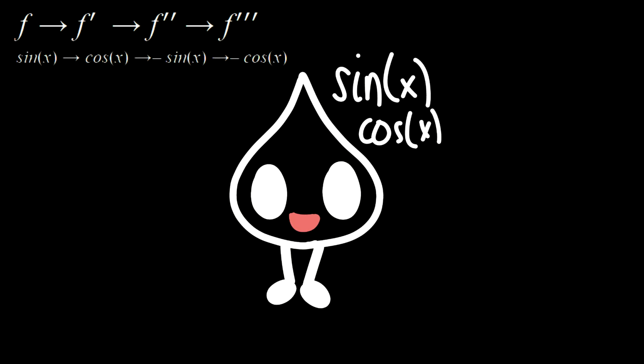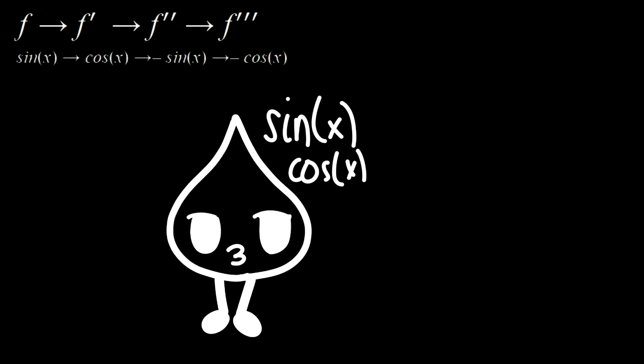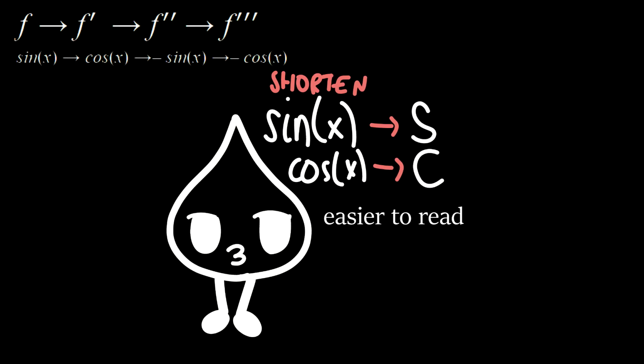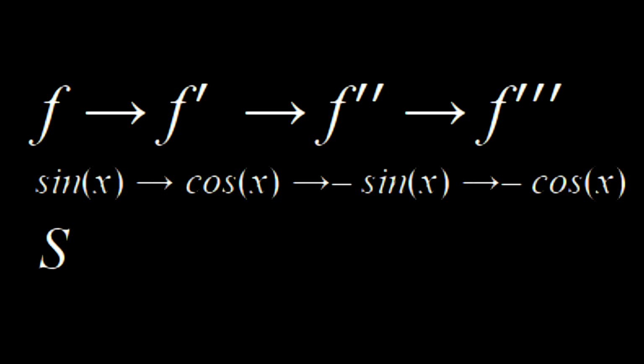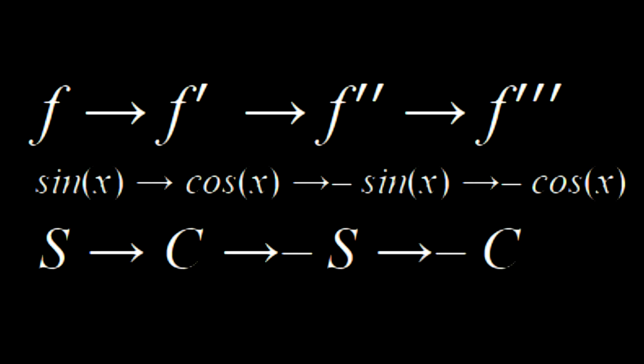Now, before we use these expressions, I always have the tendency to shorten sine and cosine, where sine of x is capital S and cosine x is capital C, so they're easier to read in equations, making f prime just C, f double prime just negative S, f triple prime just negative C.